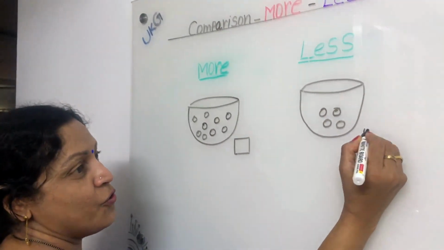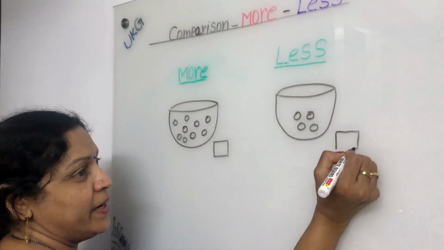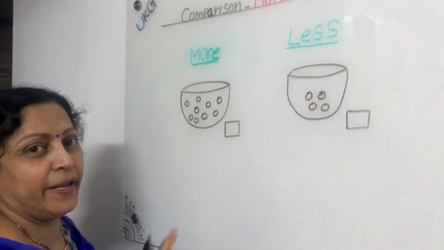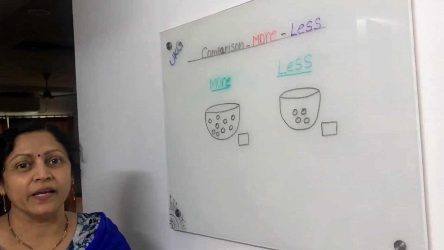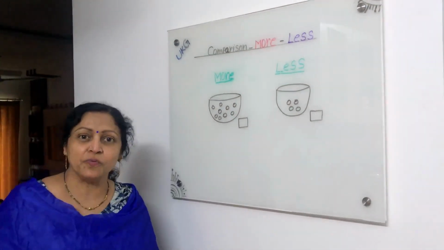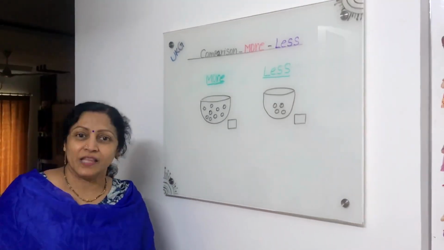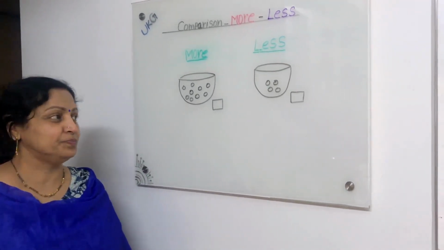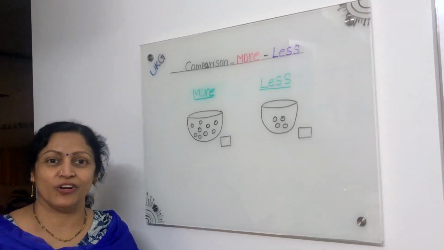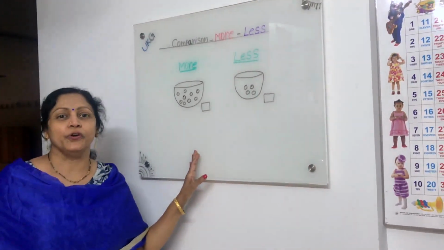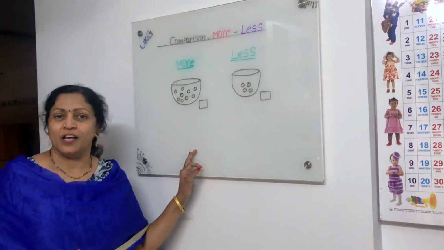Here also you count the pebbles and write the number here. After that, you identify which bowl is having less pebbles. That bowl you have to color the pebbles. Okay, children? This is one small activity. All of you do it in your notebooks. Okay, children?